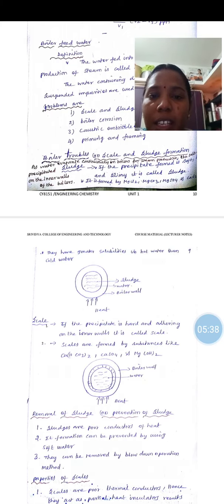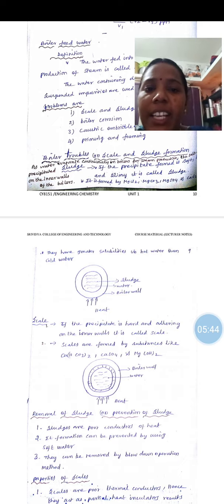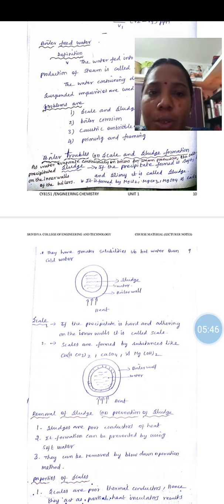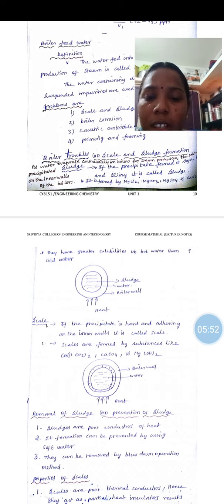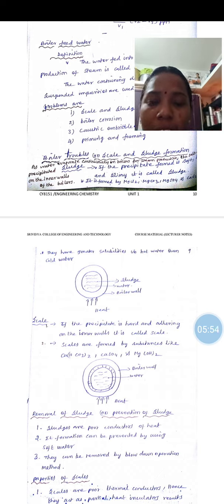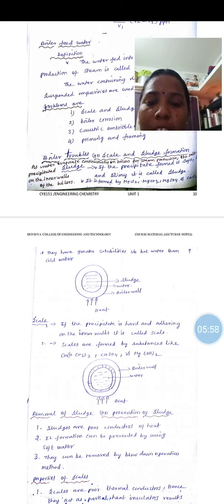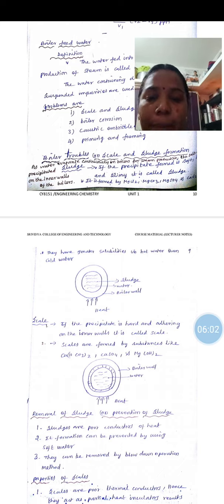First, scale and sludges are due to the formation of precipitates on the inner walls of the boilers. Scale is a precipitate that is hard and adhering on the inner walls of the boilers. It cannot be removed easily. Sludge is a precipitate that is loose and slimy. It can be removed easily.